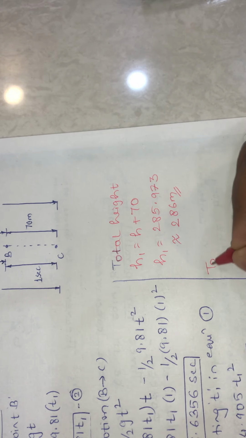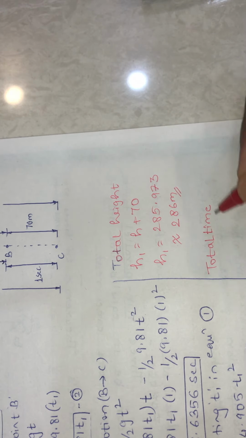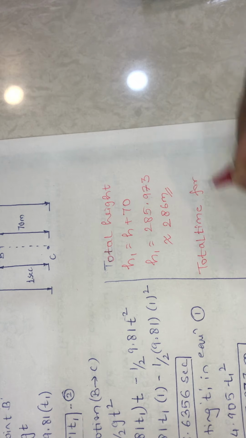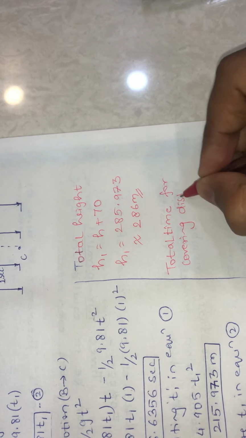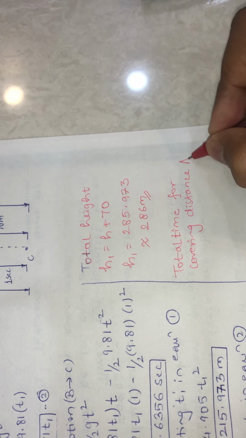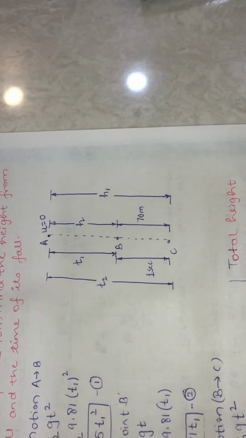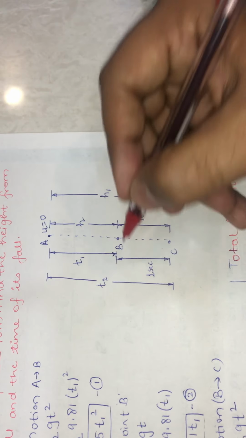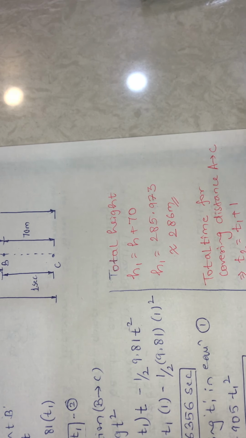Similarly, the total time for covering distance A to C, that is T2, equals T1 plus 1 second. So T2 equals T1 plus 1, which gives me 7.6356 second.